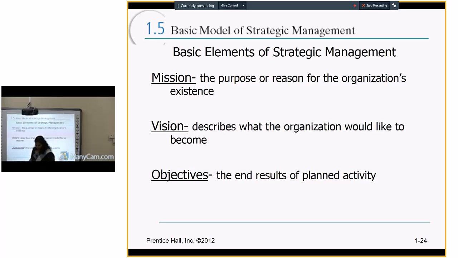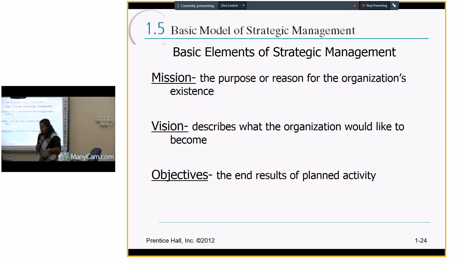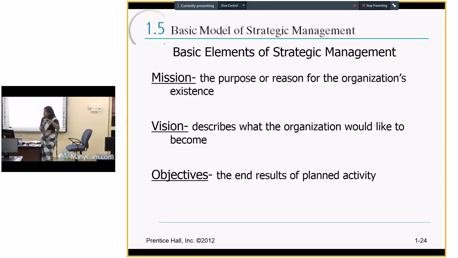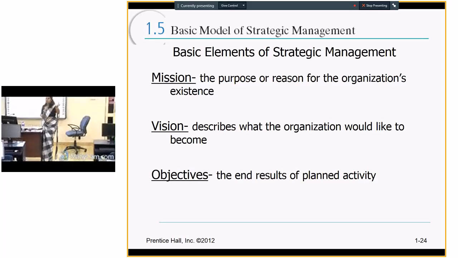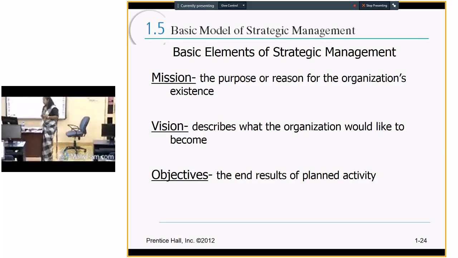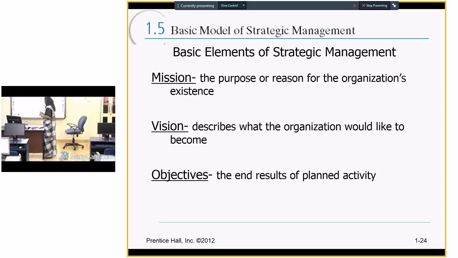Then objectives. The objectives might be highlighting the end results of planned activities. What does it mean? You all know the mission, where are we now? The existence of the particular organization. When it comes to the vision, what you would likely become in future. Then the objectives are the end results of planned activity.